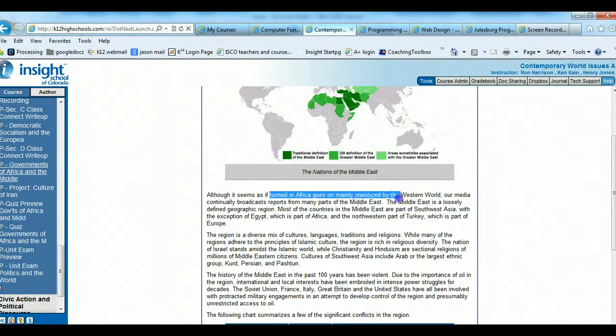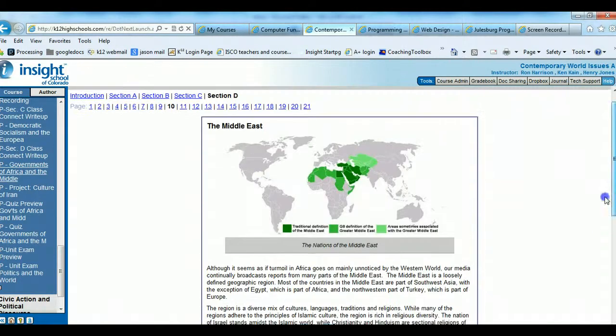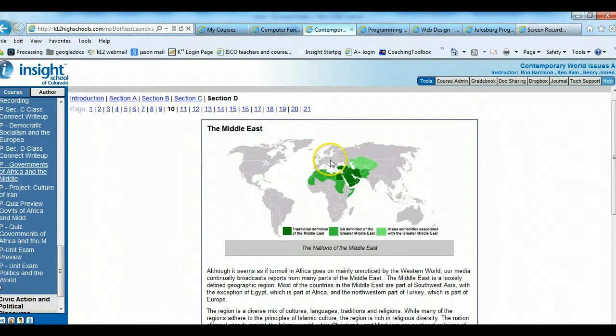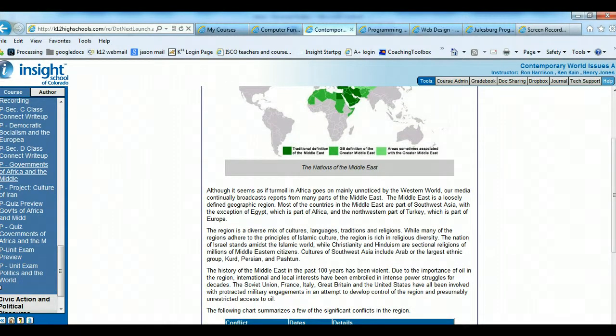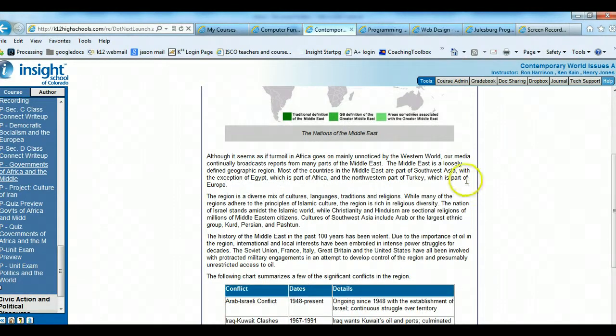So really a lot of the turmoil, as this says, goes essentially unnoticed in the Western world, meaning the world of Europe and the United States. And if you look at this world map, the Western world is considered the United States and Europe. Eastern world is Asia. So Western world is probably considered the countries that are richer than most of the other countries, with a higher standard of living. But some of the issues in the Middle East carry over from Africa, but they've also happened in the Middle East for years.